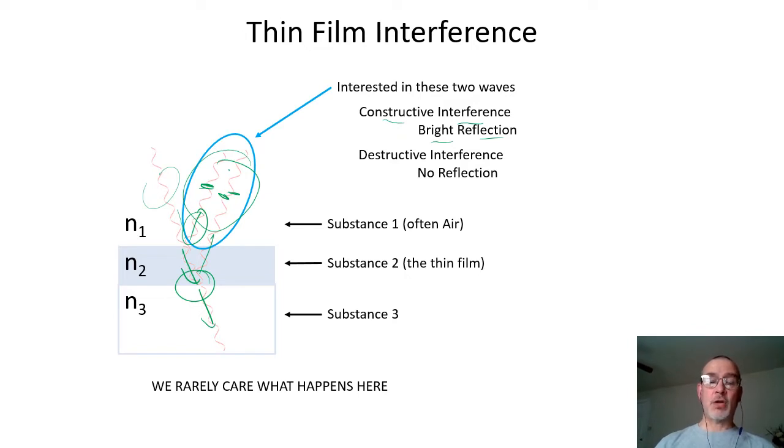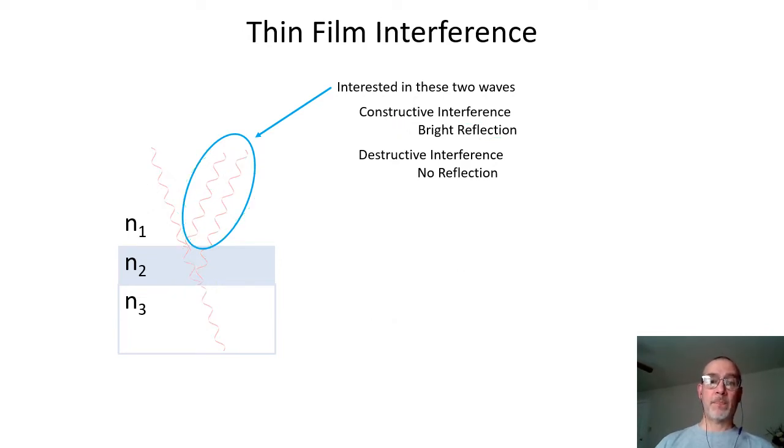So if we have constructive interference, it's bright reflection. If it's destructive interference, it's no reflection. So again, we're interested in those two waves and what's going to happen. If we look at the light going down through N2 and back, we're interested in that film thickness, and we're going to ignore that it's coming in at an angle. We're going to assume it's coming straight in and therefore down and back. We don't have to worry about a sine or cosine or anything like that. So in this course, we're only going to be interested in the film thickness itself.